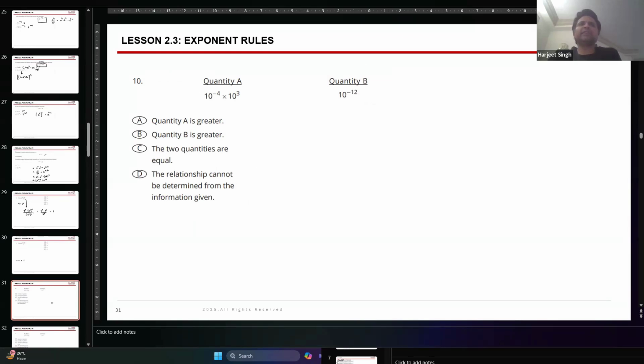Quant comparison, which one is higher, A or B? 10 seconds question. Time starts. Yes, A is higher. So this is 10 to the power minus 1. Obviously, this is greater than B.